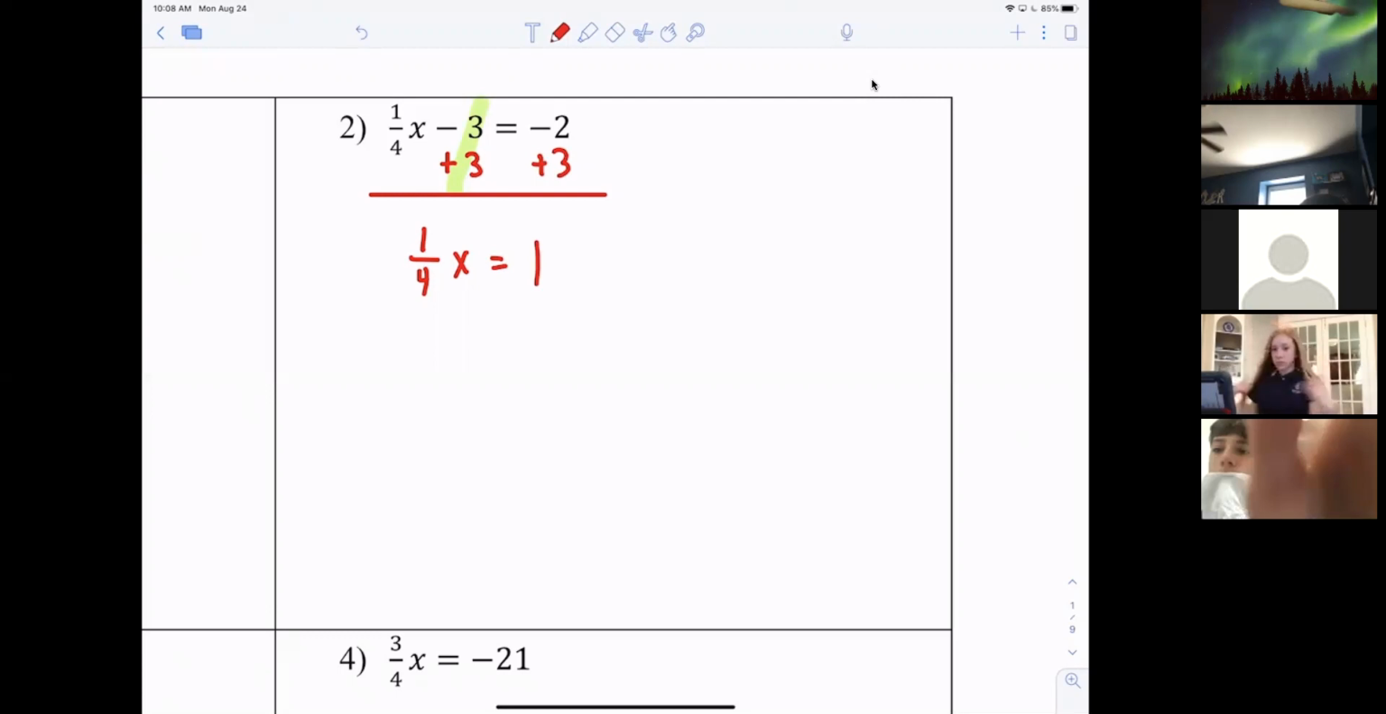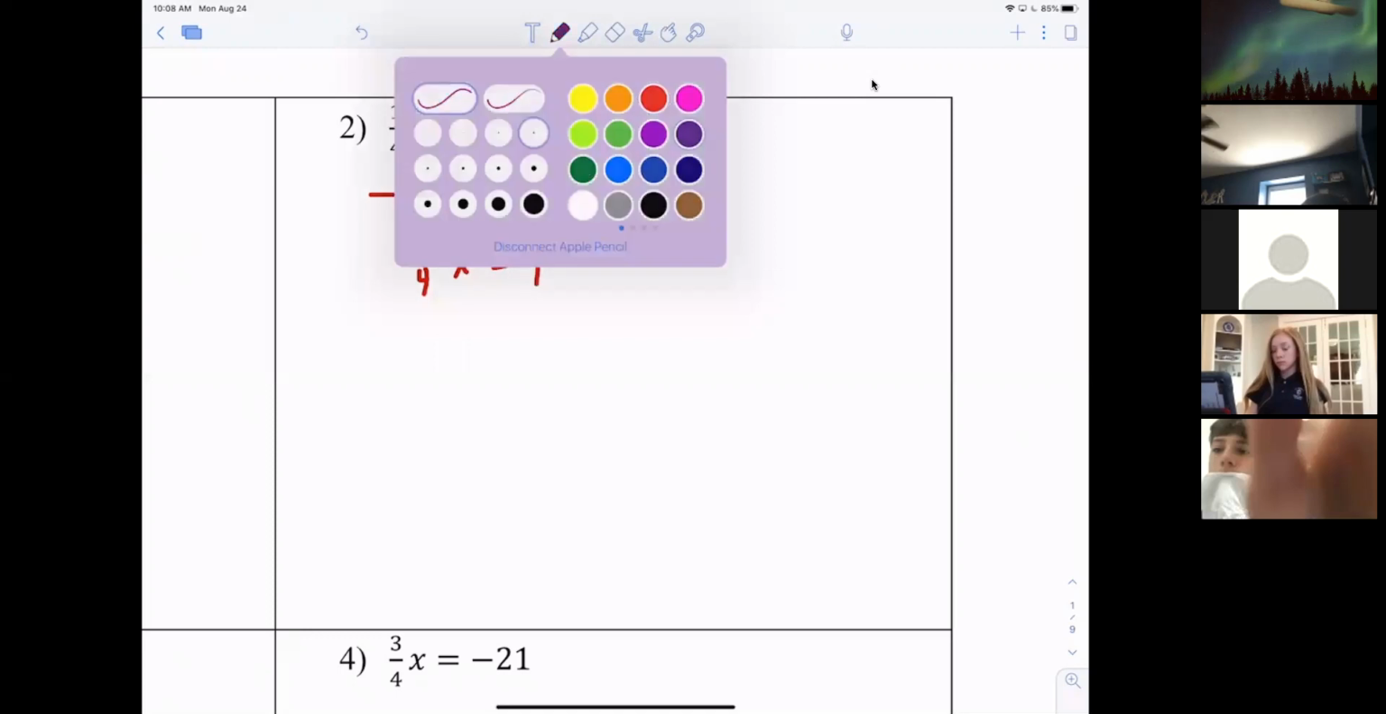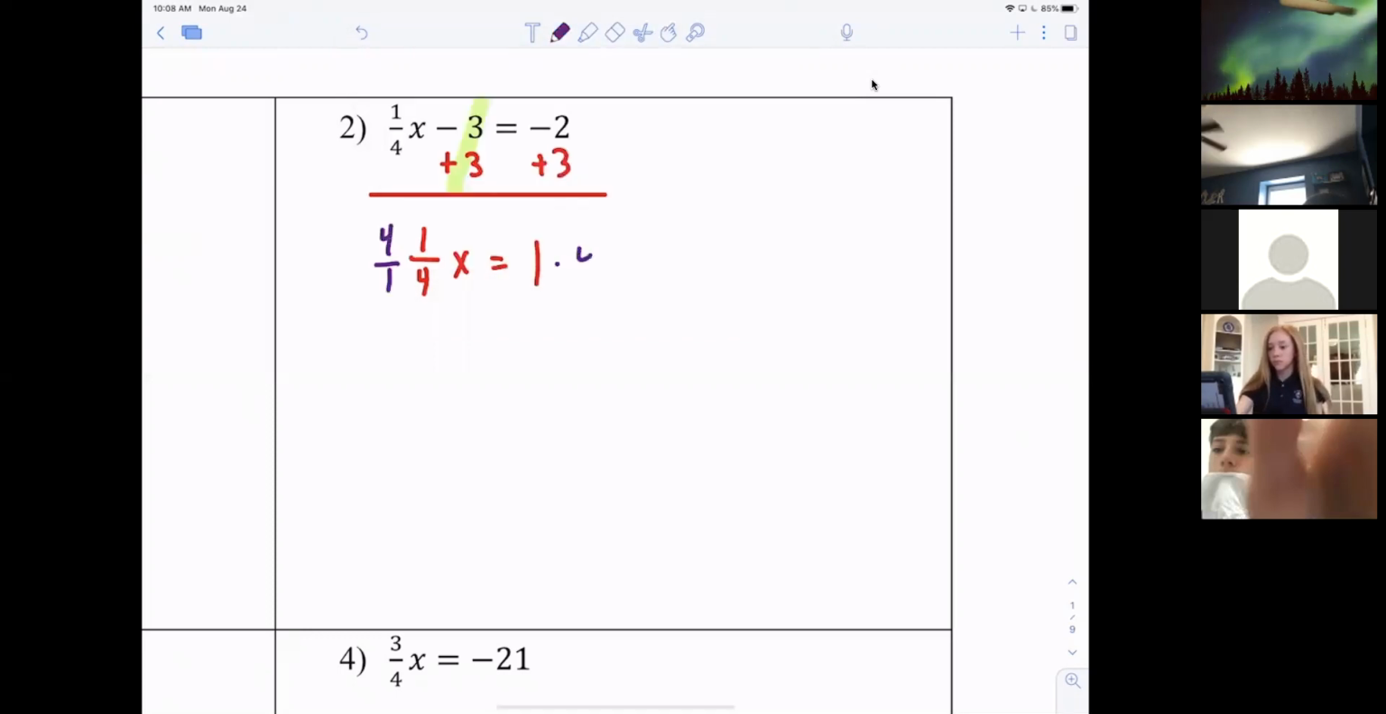Now, how do we deal with a fraction? We deal with a fraction by multiplying by the reciprocal. So how do I get rid of a 1/4? We multiply by 4/1. Again, you'll notice these cancel, so you're left with x equals 4. Any questions on that? Yes. So we do multiplication last. Brilliant. Thank you, Oscar. We're working backwards. We get rid of the addition and subtraction first, then we get rid of the multiplication and division second. That's what we're doing.